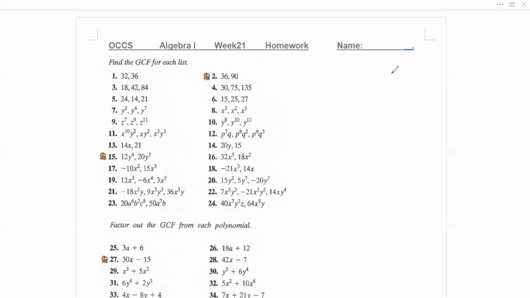Okay, all right. So last week we focused on two topics. One is the greatest common factor, right? Greatest common factor. Everyone easy to understand this one, right? Second one is called group factor.